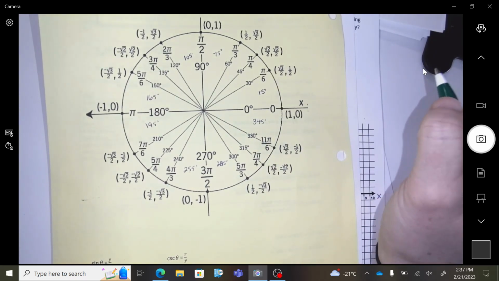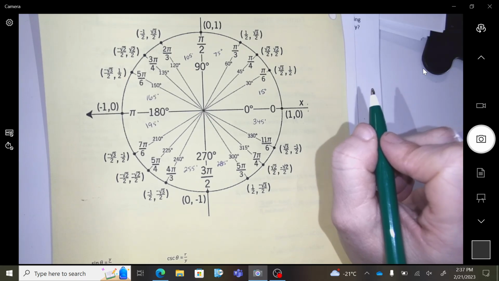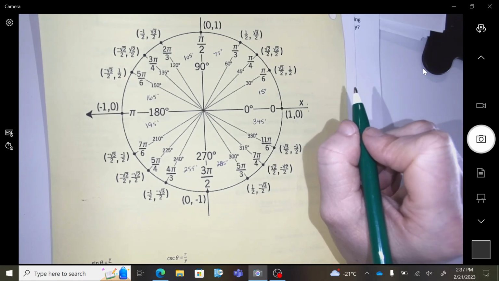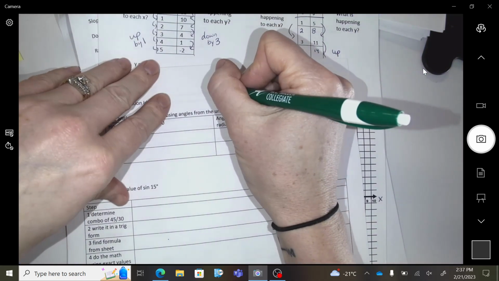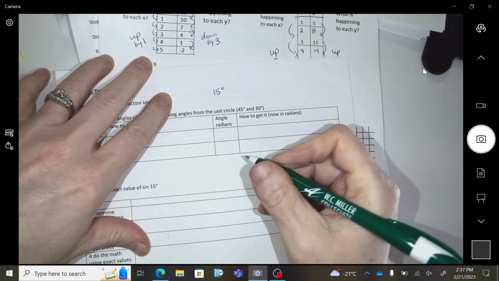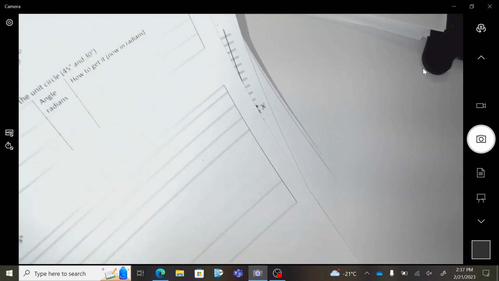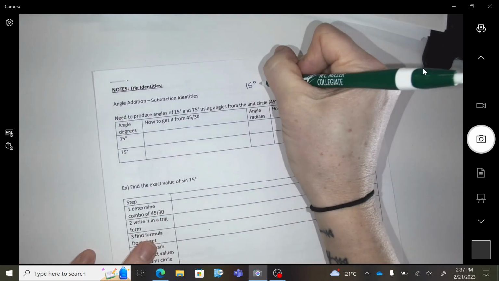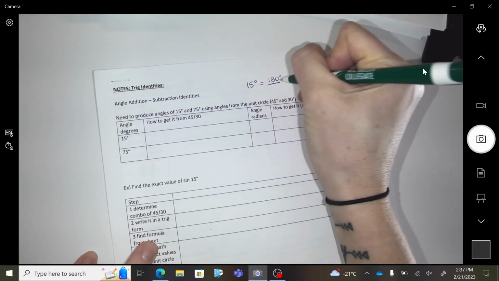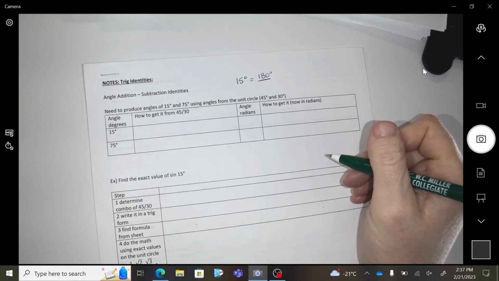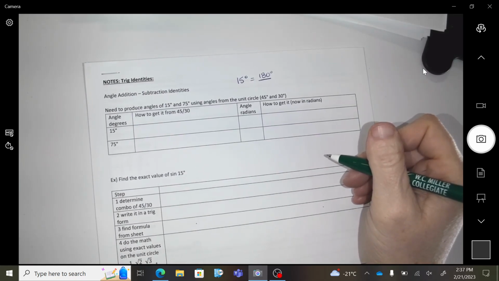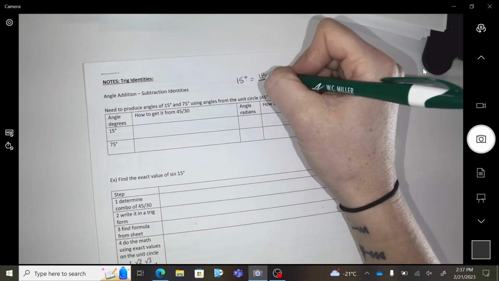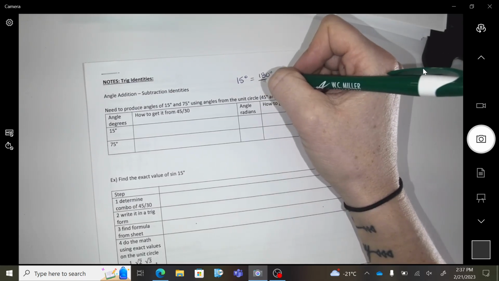Okay, now let's get all those numbers in radians. Let's just talk for a second here. 15 degrees. It's actually not too bad. 15 degrees is 180 divided by, anybody know their numbers? 1, 2, and 3, maybe. How much would you have to divide 180 by?